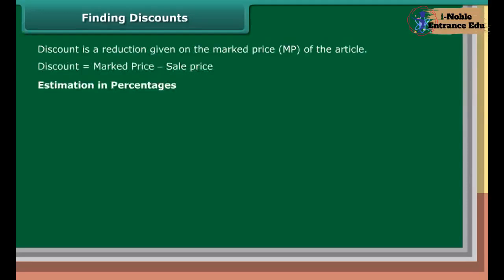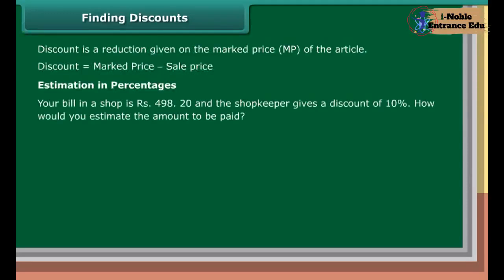42,750. Finding discounts. Discount is a reduction given on the market price MP of the article. Discount is equal to market price minus sale price.